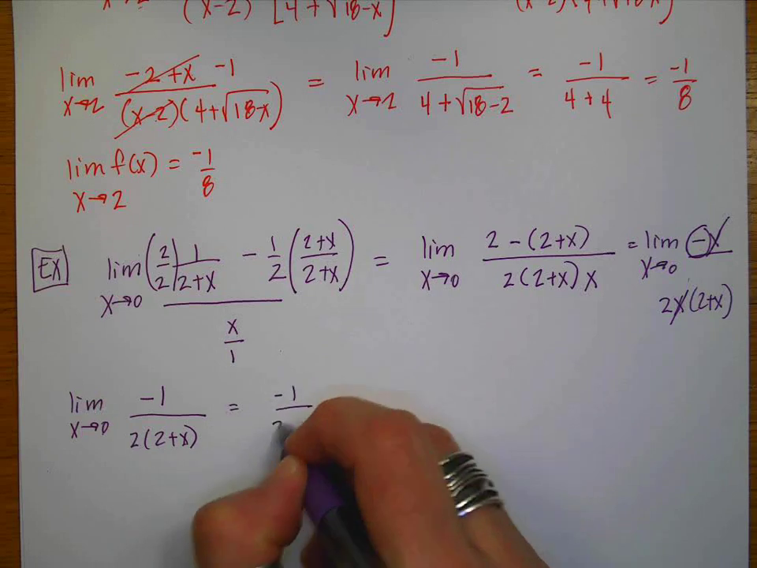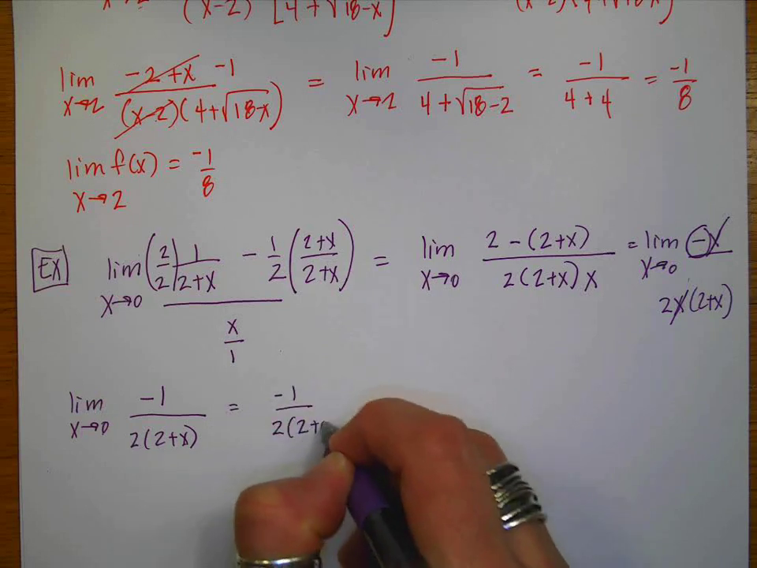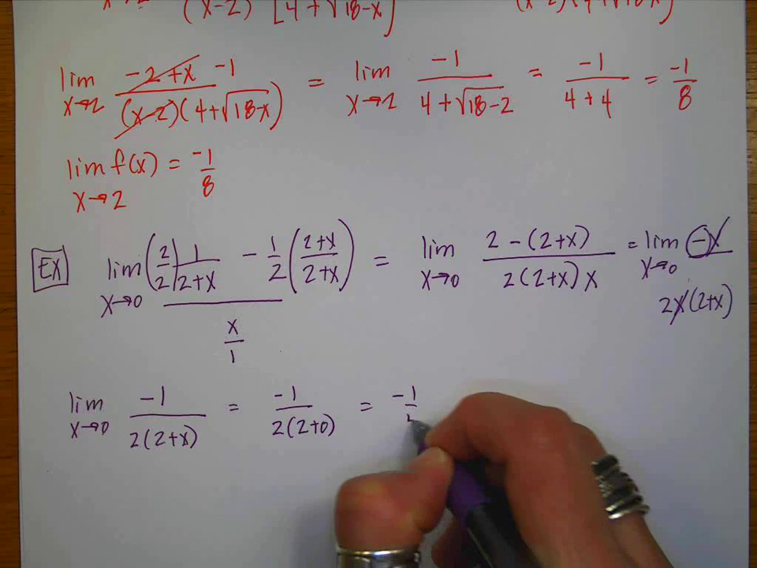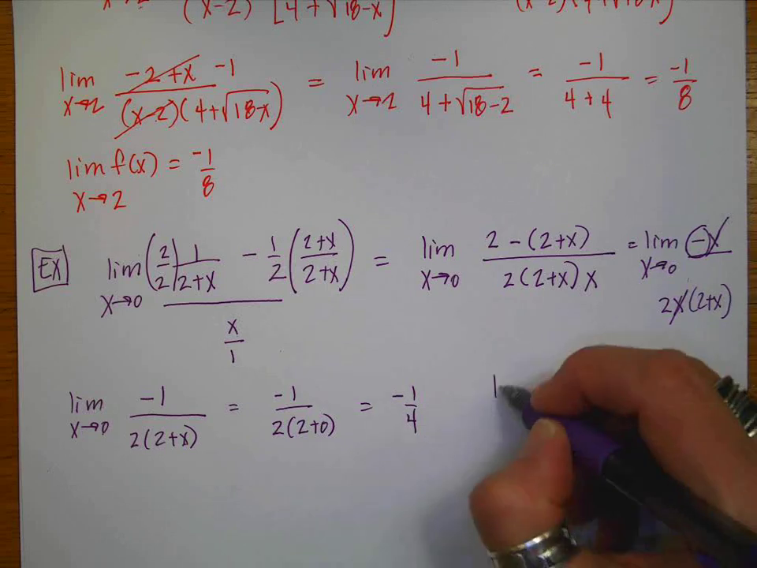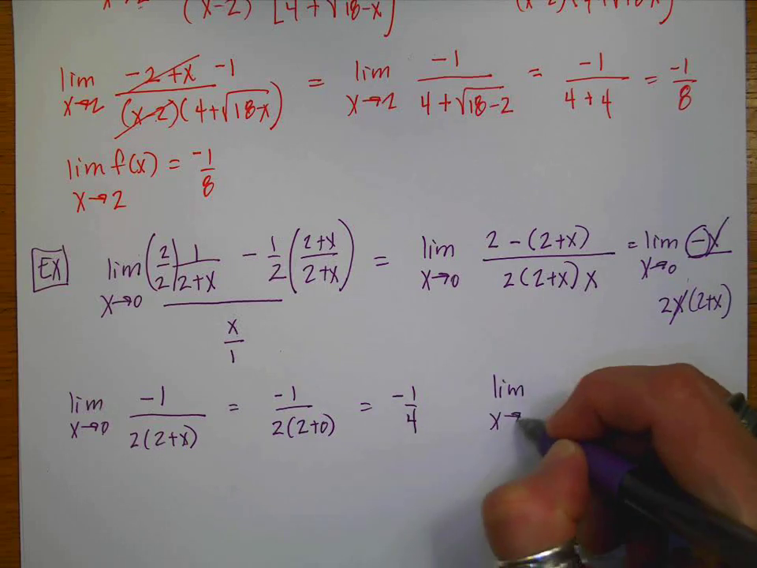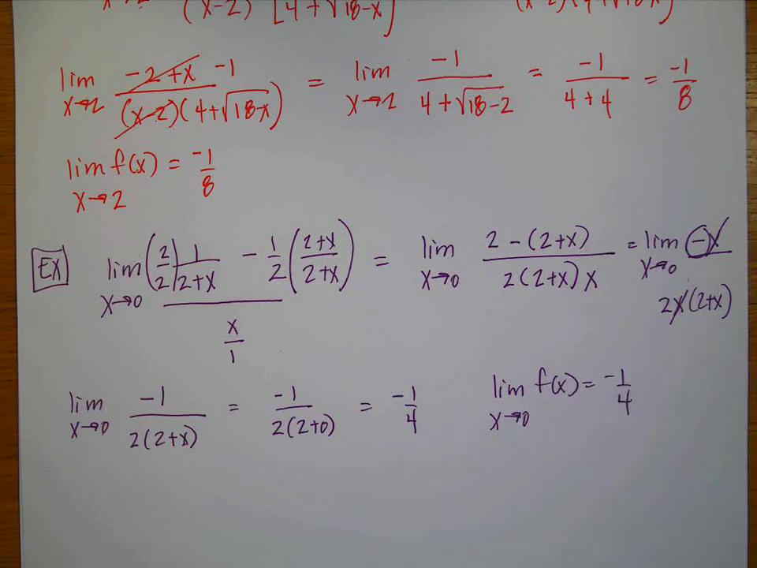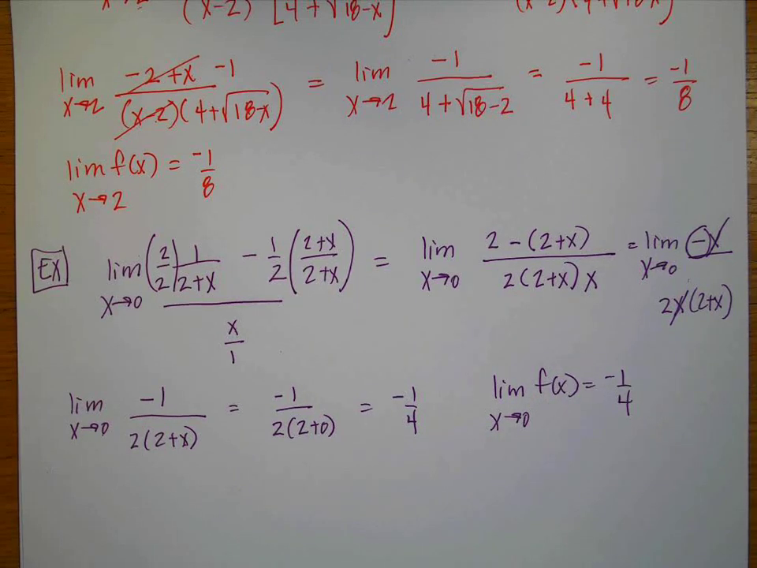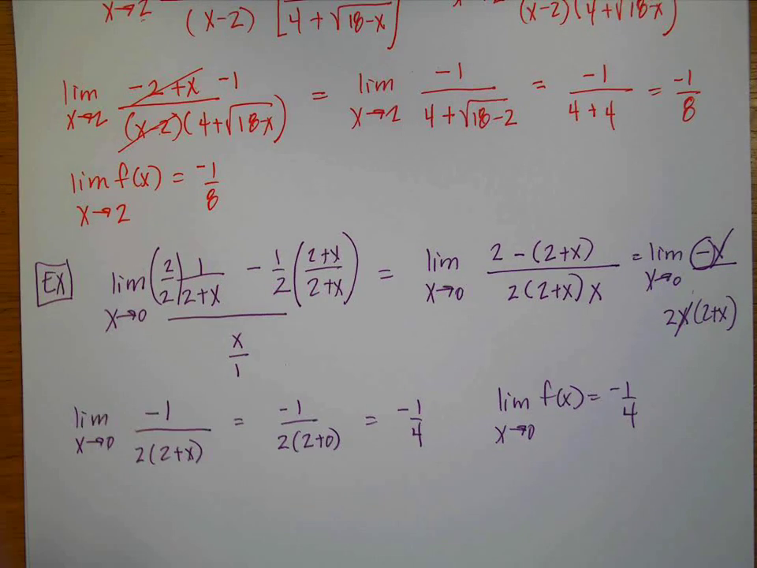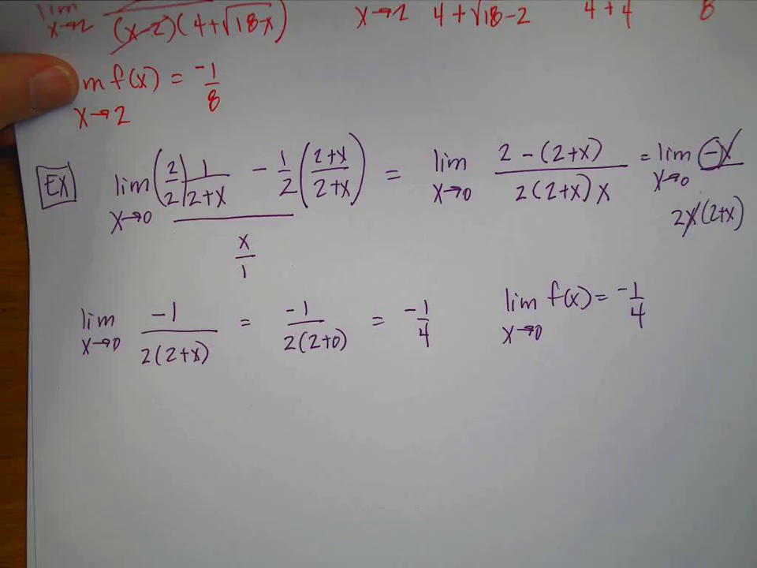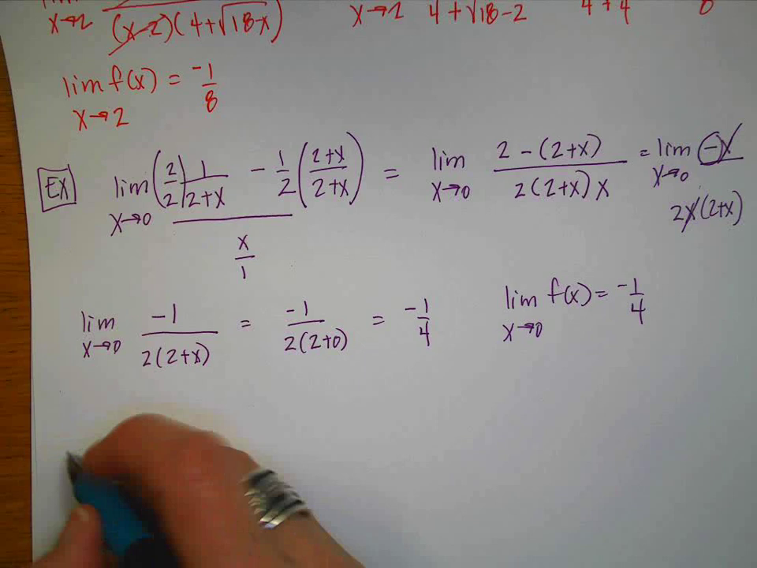0 goes in here, so this is a negative 1 over 2 times 2 plus 0, so the limit is a negative 1/4. Write your nice polite statement as x approaches 0 of the function is a negative 1/4. And then you're all done. Oh, I lied. One more example. It's a cute little guy.